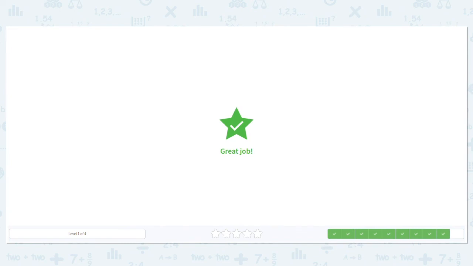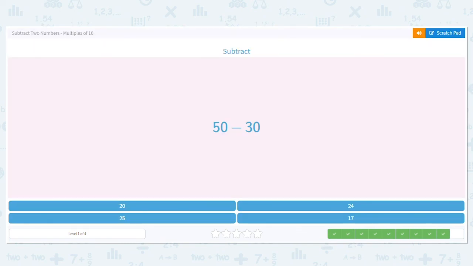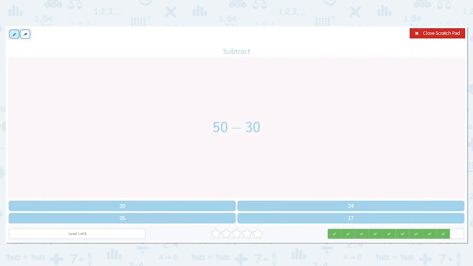All right, let's do one more. 50 minus 30. All right, what do I do first? My zeros. 0 minus 0 is 0. There's my ones place. And then what's my basic fact? 5 minus 3 equals 2. So 50 minus 30 equals 20.